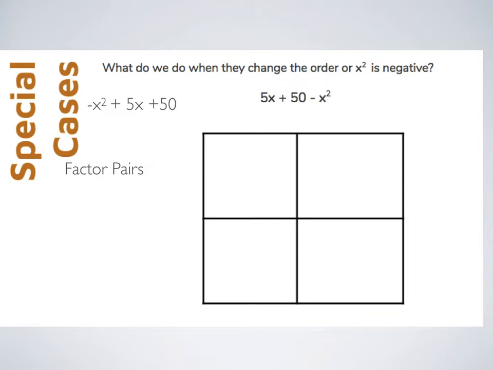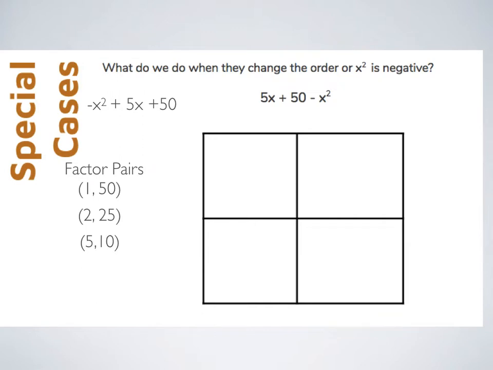So same thing here. I'm going to ask myself, what are my factor pairs of 50? I'm going to have to deal with that negative in front of the x squared, but I can deal with that in a minute. First thing I still want to do is ask myself, what are the factor pairs of 50? And that's 1 and 50, 2 and 25, and 5 and 10.